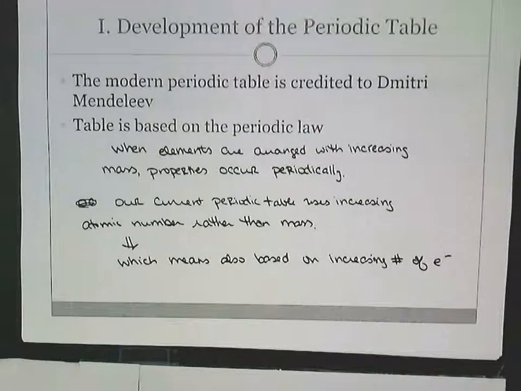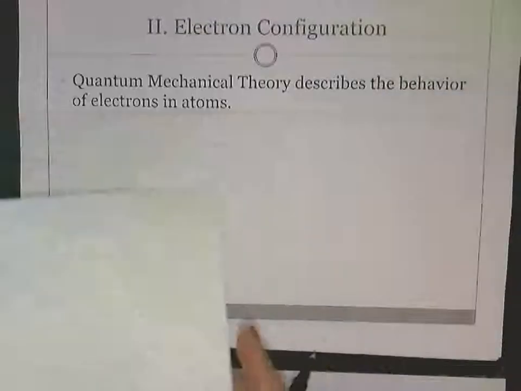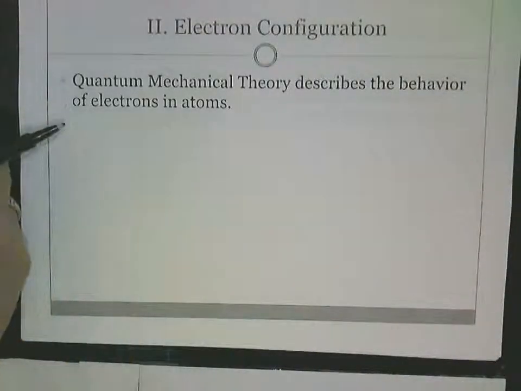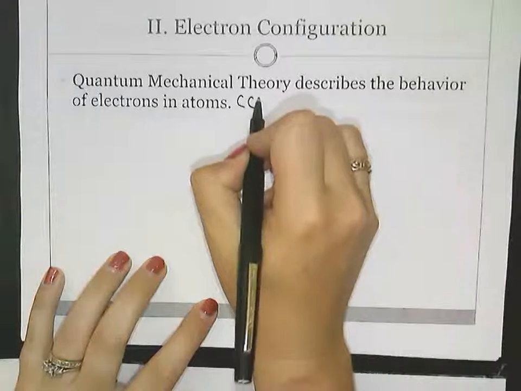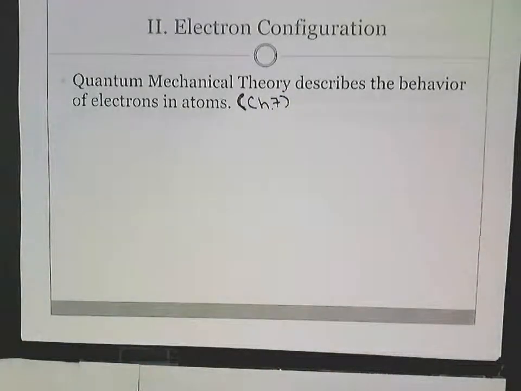So if it's based on the fact that the number of electrons is increasing as we go left to right, top to bottom across the periodic table, there must be some organized method by which we put electrons into an order. Good thing you already learned that. That's the quantum mechanical model. The quantum mechanical theory describes the behavior of electrons in atoms, which was all of chapter 7.